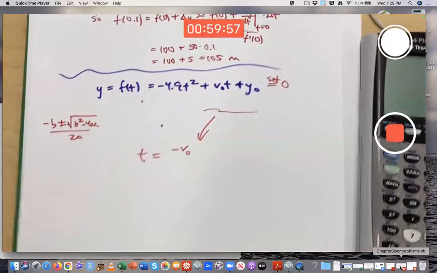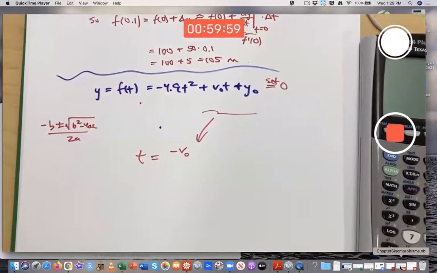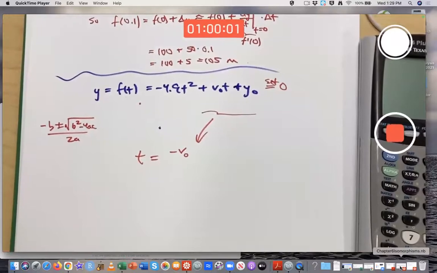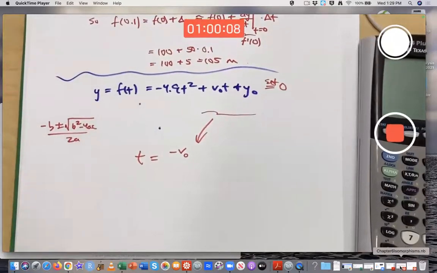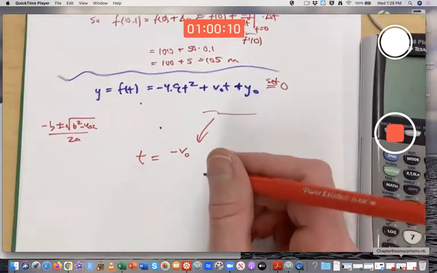Wow, that is loud. What are they doing? It's like he's breaking up the concrete or something. Okay, sorry about that.